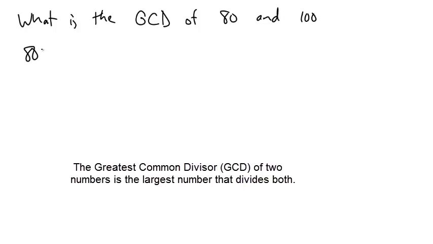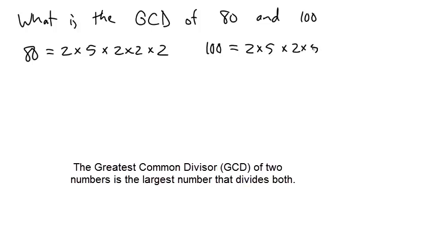What is 80? 80 is 8 times 10. The 10 is 2 times 5. The 8 is what? 4 times 2. The 4 is 2 times 2 times 2. So that's what 80 is. 80 is 4 2's and a 5 all multiplied together. What is 100? 100 is what? 10 times 10, which is 2 times 5 times 2 times 5.